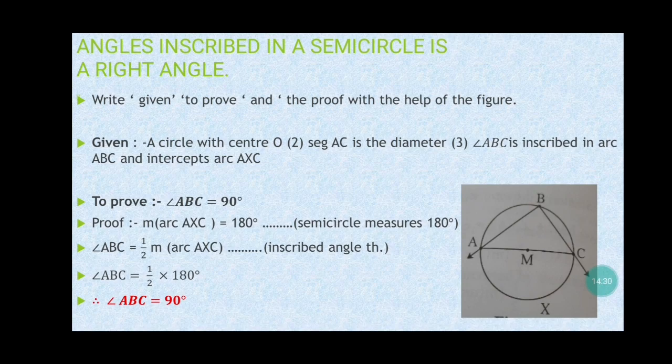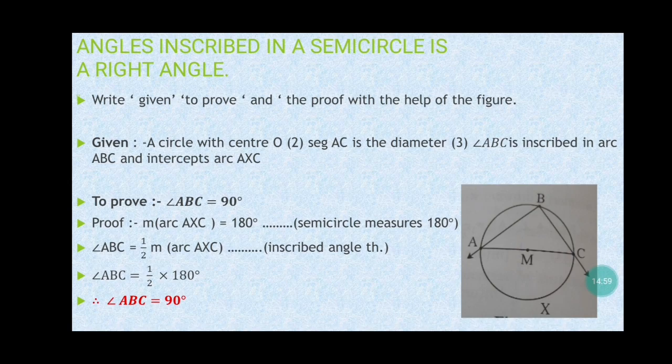And ABC is an inscribed angle in arc ABC and intercepted by arc AXC. To prove, what we have to prove? Angle inscribed in a semicircle is a right angle, means angle ABC is a right angle. This we have to prove.